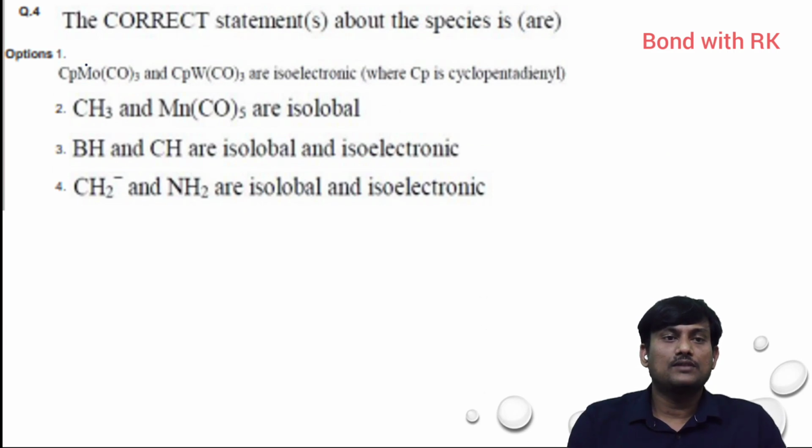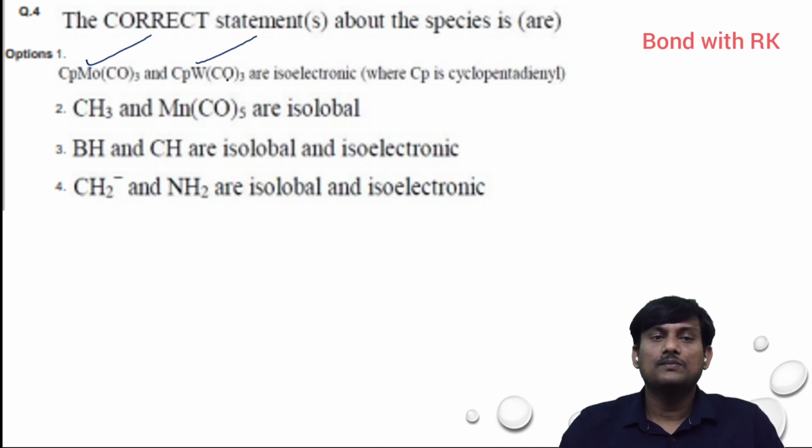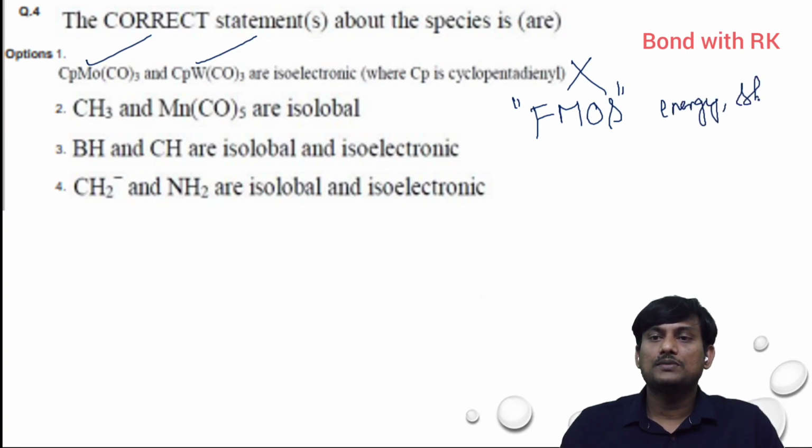The correct statements about these species are: isoelectronic. These are not isoelectronic. Molybdenum and tungsten have different numbers of electrons. So these are not isoelectronic. And these are isolobal. Isolobal means they have the same type of frontier molecular orbitals, similar frontier molecular orbitals with the same energy or nearly the same energy, same shape, and also same symmetry and same radial distribution.